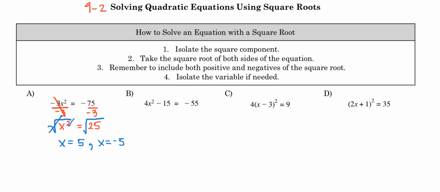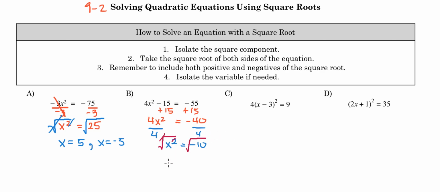All right, problem B. In problem B, what you want to do is add the 15 to both sides so that we can isolate the x squared. So we're adding 15 to both sides, and the result is 4x to the power of 2 is equal to -40. So now we're going to try to get rid of that 4 by dividing both sides of the equation by 4. So we divide the left by 4 and the right by 4. The result is x to the power of 2 is equal to -10. At this stage, the last step is to get rid of the square by square rooting both sides of the problem. So we square root the left side and the right side.